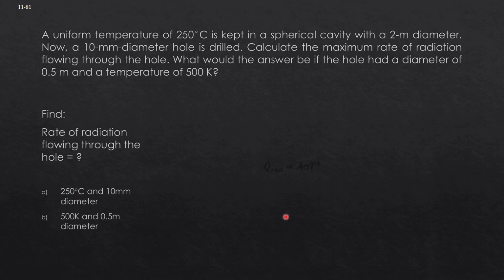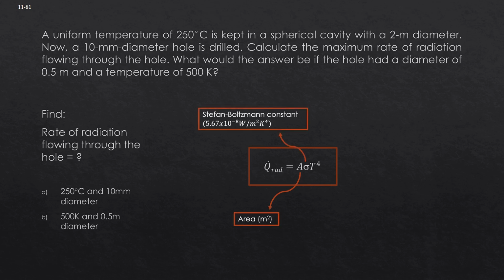The rate of radiation heat transfer is given by the equation Q dot rad equals A times sigma times T raised to 4, where A is the area, sigma is the Stefan-Boltzmann constant and has a value of 5.67 times 10 raised to negative 8 watts per square meter Kelvin raised to 4, and T is the absolute temperature of the surface of the body in Kelvin.